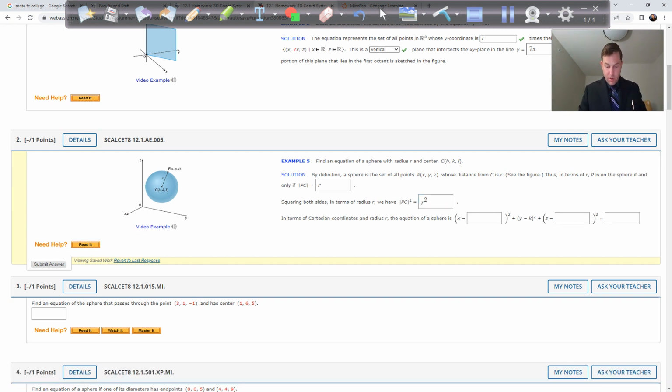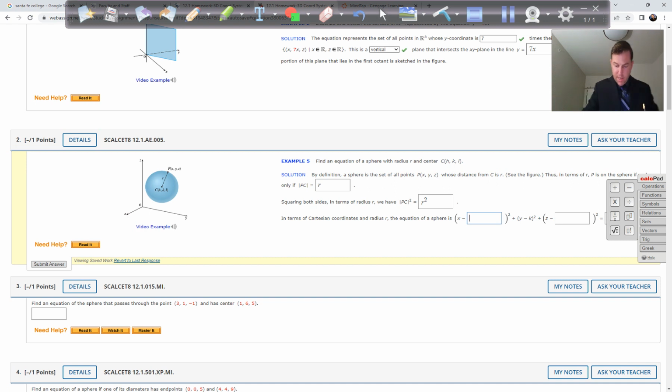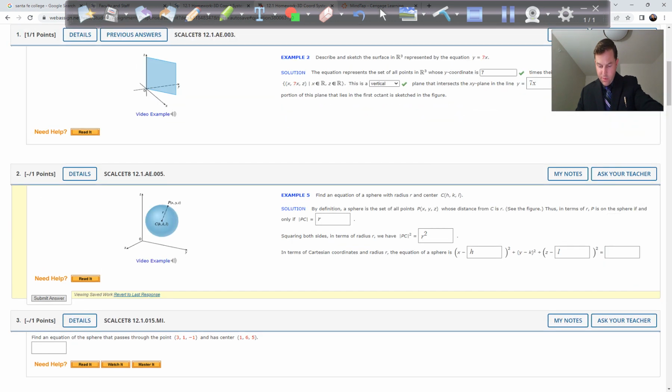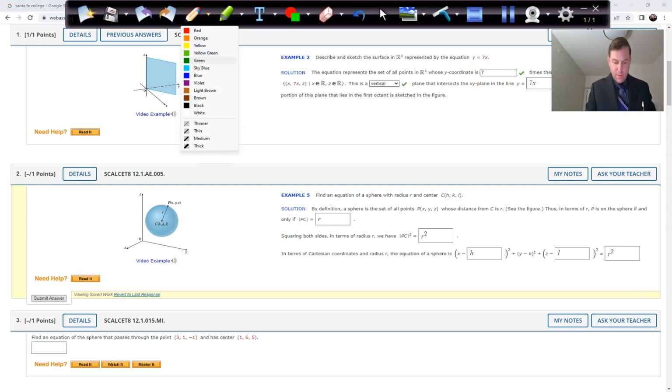Okay, in terms of Cartesian coordinates and radius r, the equation of the sphere is x minus, let's see here, this would be x minus the center, which is at h. They already put the y value in k, and then z is l, and that has to equal r raised to the second. So this is kind of a nice thing they've given us here, because that is the general formula of any sphere in 3 dimensions.